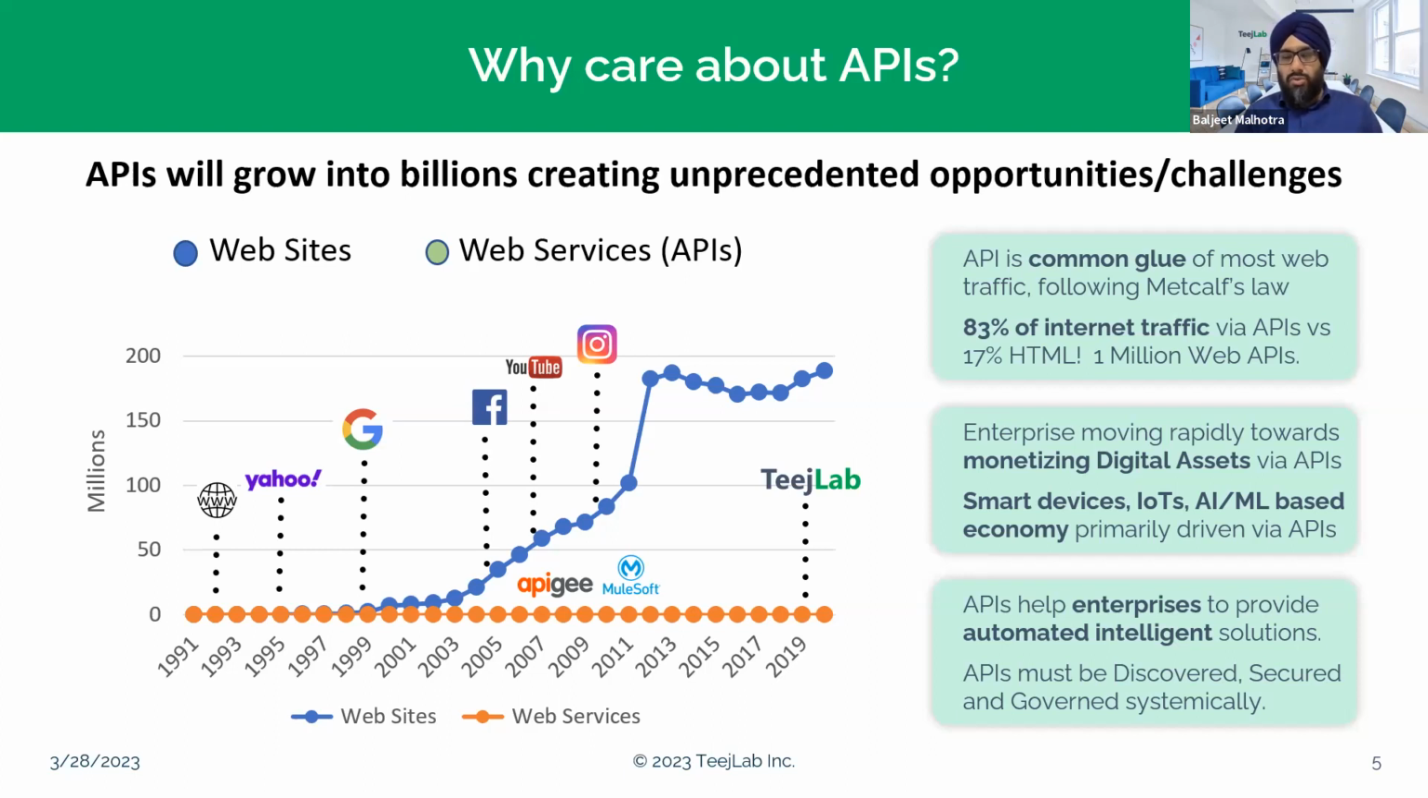I want you to pay attention to another number that I've listed on the right-hand side, which represents how much data over the internet is being communicated through these APIs. You may or may not know this, but 83% of the internet traffic is through these web APIs. I mean, that's a mind-boggling number. And that captures analytically the importance of these APIs.